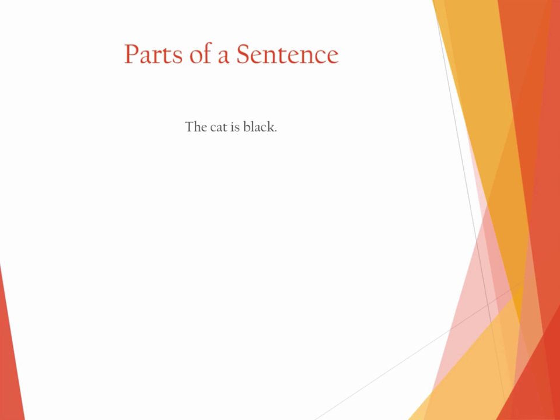So if we look at the parts of a sentence, this simple sentence I have here, the cat is black, we know is 1, 2, 3, 4 words. You know that there are 4 words because you could tell when each word ends by the spaces between the words. If I look at this last word, the word black, we know that there are 1, 2, 3, 4, 5 letters in the word black. 4 of those letters are consonants, and the one letter A is our vowel.